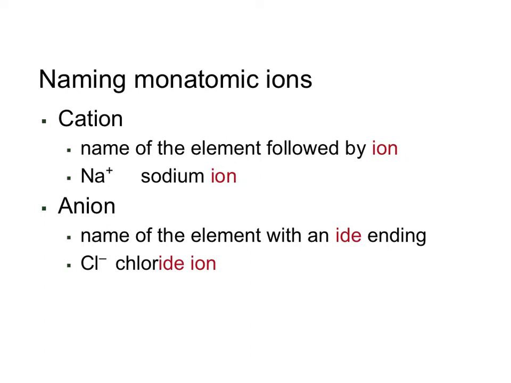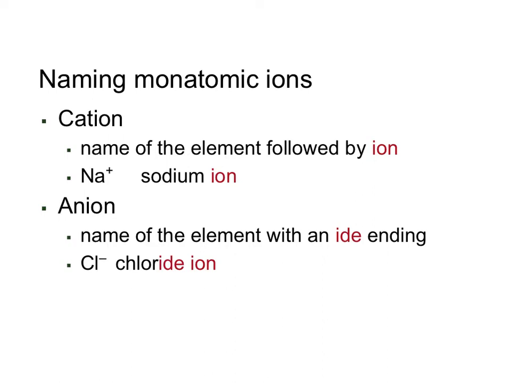Ions will have a slightly different name than the atoms from which they came. For positively charged cations, all we do is add the word ion at the end. And so Na+ will simply have the term sodium ion. We know that it is going to be a +1 charged ion because of what we discussed on the previous slide. Sodium is in group 1, and all of the group 1 metals will have a +1 charge.